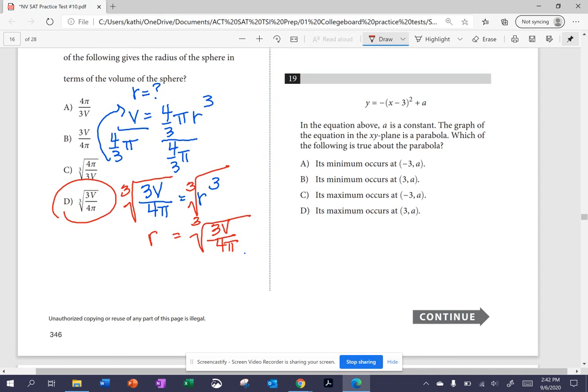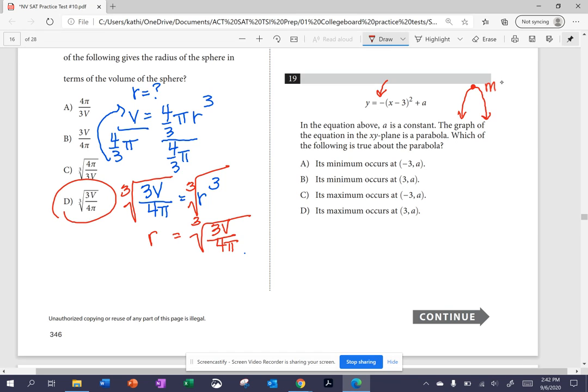In the equation above, A is a constant. The graph of the equation in the xy plane is a parabola. Which of the following is true about the parabola? Okay, so since I have a negative sign before here, I know I have a parabola that opens down.